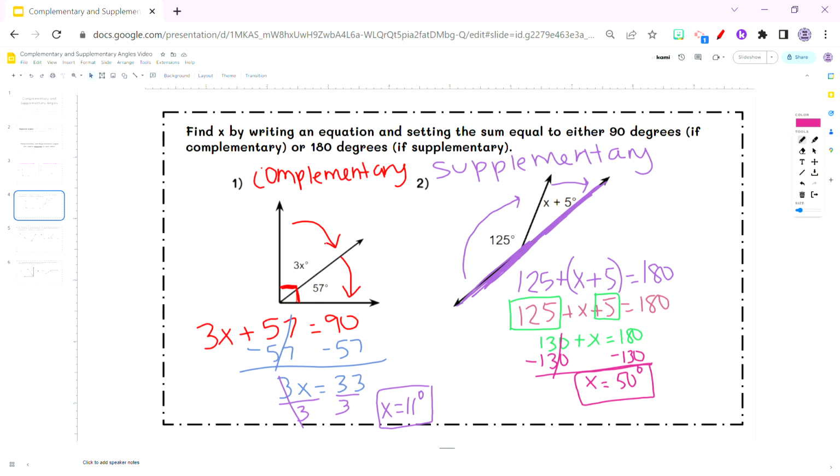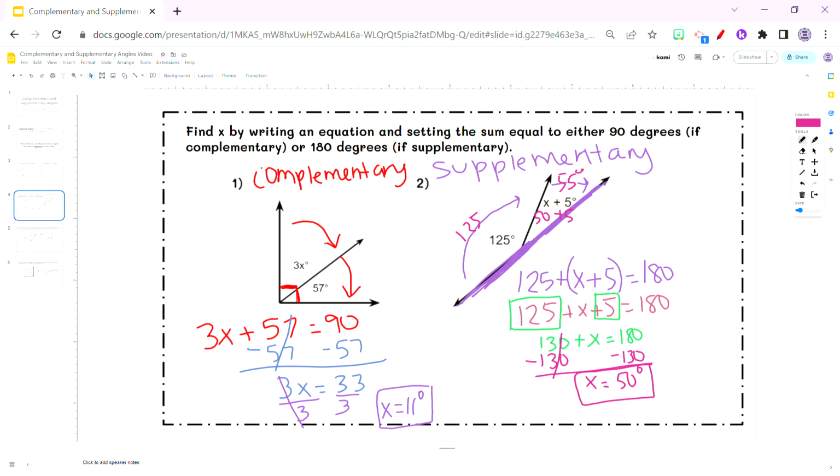And you can always go back and check. So if you plug in 50 for x, 50 plus 5 is 55. And when you add 125 plus 55, you do end up getting 180 degrees. Okay, so this would be 50 degrees. Sorry, it would be 50 plus 5, so that would be 55. So this would be 55 degrees together, right? 50 plus 5 will get you 55. And then when you add to 125, that's when you get 180. So that's just a quick way to check back and make sure that you have the right answers.